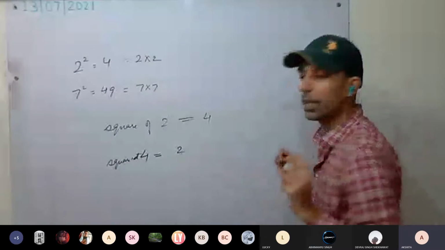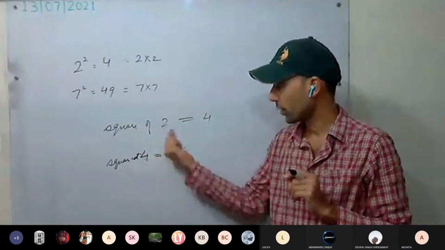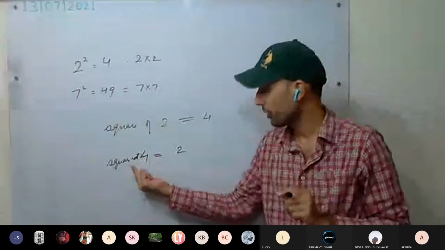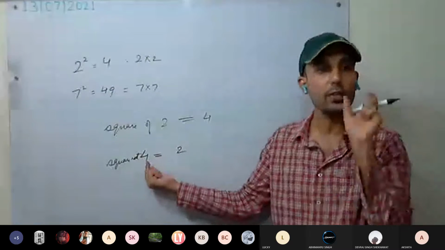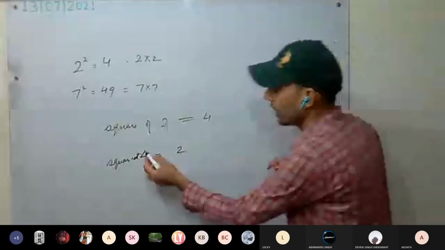It will be 2. See, you can see the relation. Square root of 2 is 4. Square root of 4 is 2. Then it means when you calculate the square root of 2, you have to calculate the number whose square is 4. Yes or no? Yes, sir.